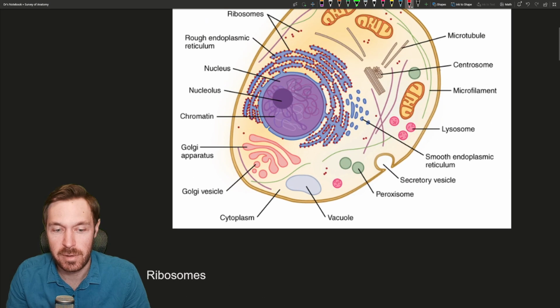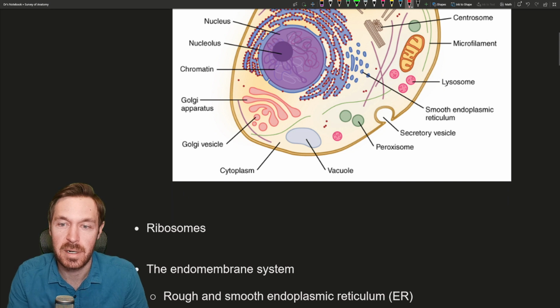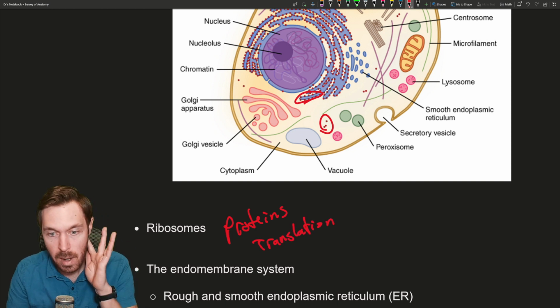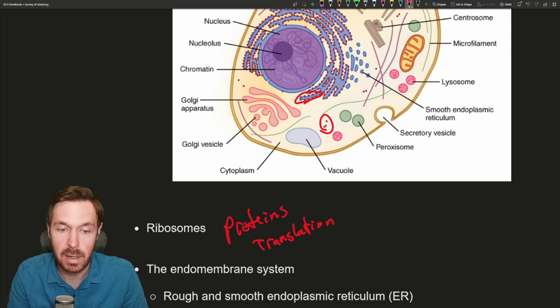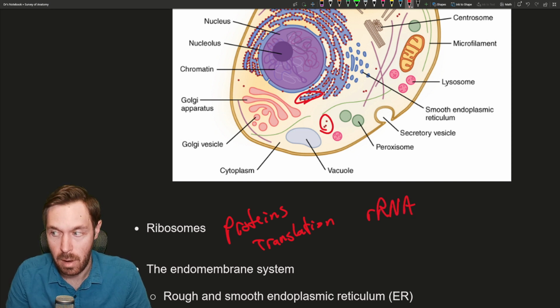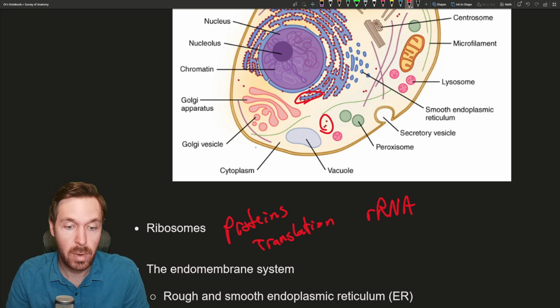Getting into it now, the first one is kind of an aside: the ribosomes. Ribosomes are the little red dots around here, and you see some red dots here on the rough ER. Ribosomes make proteins via a process called translation. We're going to go over this process in the next video, so don't worry about it too much now, but it is done at ribosomes. Some are free and some are embedded in the rough ER. Ribosomes are made of proteins and also mostly ribosomal RNA, or rRNA. We'll talk about that in the next video as well.